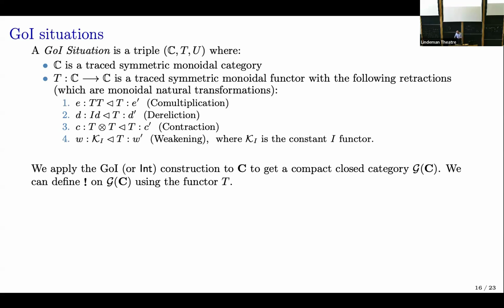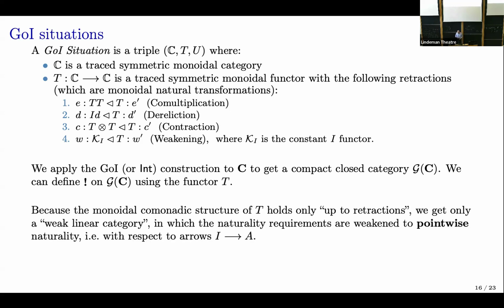Using retractions rather than isomorphisms is, of course, an old trick in models of the lambda calculus. So it's the way you turn P omega into a model of the lambda calculus, and it's not fully extensional and so on. And we can apply the geometry of interaction construction to the trace monoidal category to get a compact closed category. That's taking care of the multiplicatives. And then we can define the exponential bang on this compact closed category using the functor T.